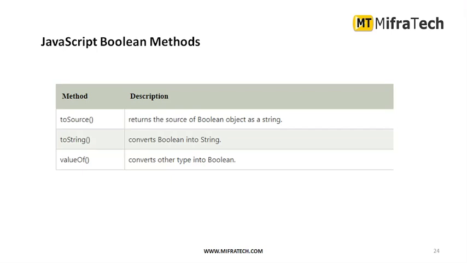And some of the Boolean methods are toSource, toString, and valueOf. toSource returns the source of the Boolean object as a string. toString converts a Boolean into a string. valueOf converts the type into a Boolean.